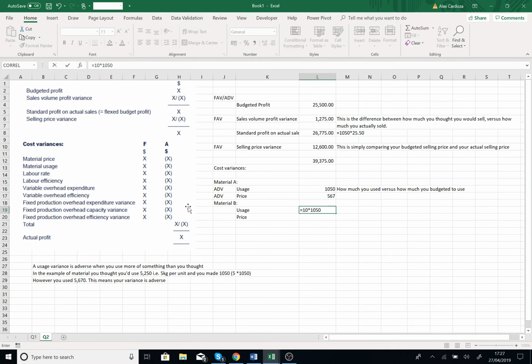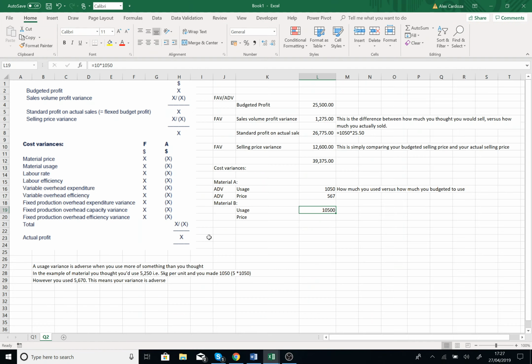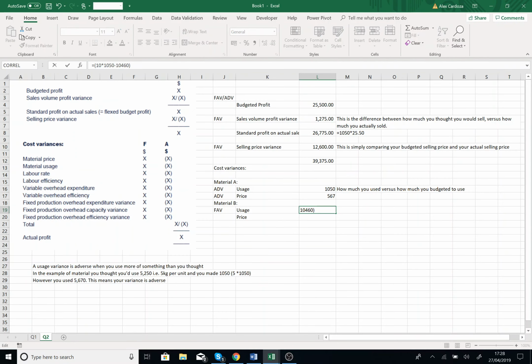10 times 1,050 is 10,500. We actually used 10,460. That's a positive variance, so we say favorable. I'll just put that in there and then do 460. Then we use the standard price, which is £4 per kilo, because it's just 40 divided by 10.